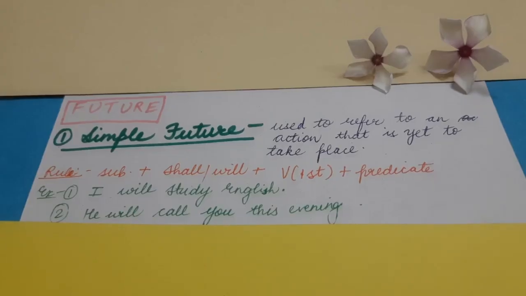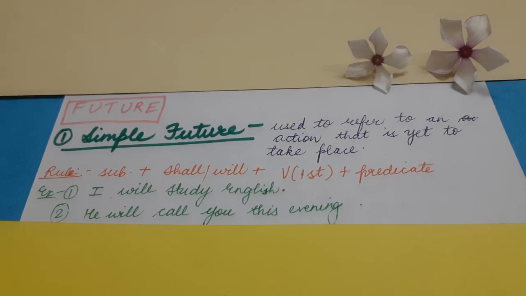Now let's come to future. Number one is simple future. It is used to refer to an action that is yet to take place. It means that some action will start in the future. It's not yet started, it's not yet begun, and it will start, but in the future. Rule: subject plus shall or will plus verb first form plus predicate.